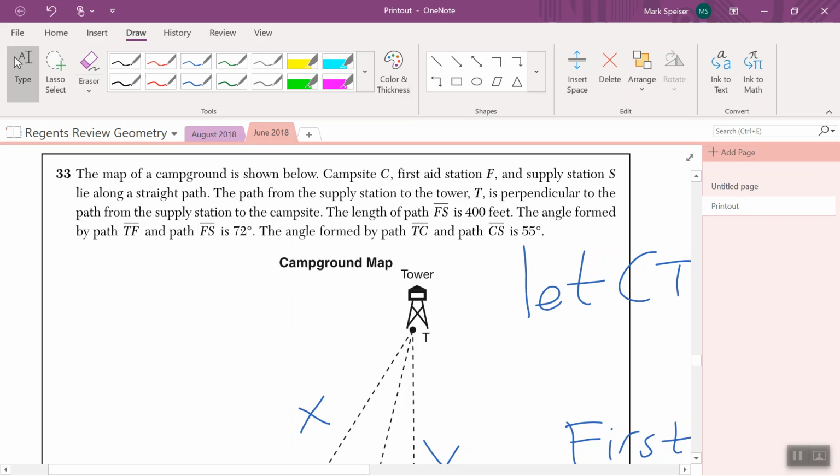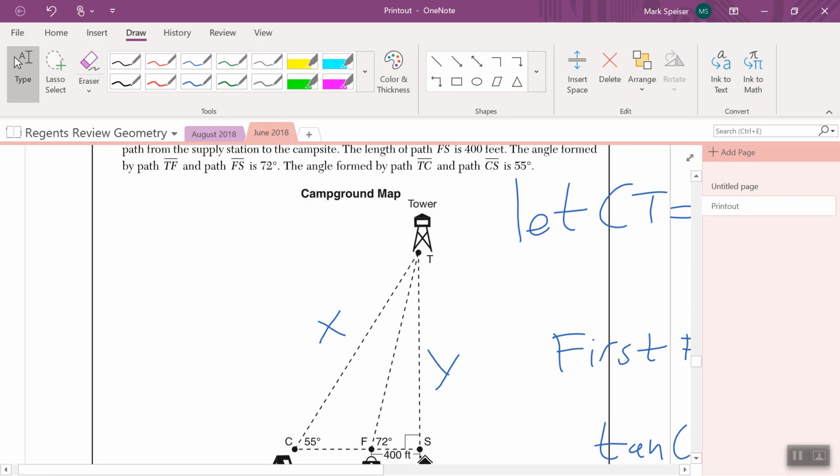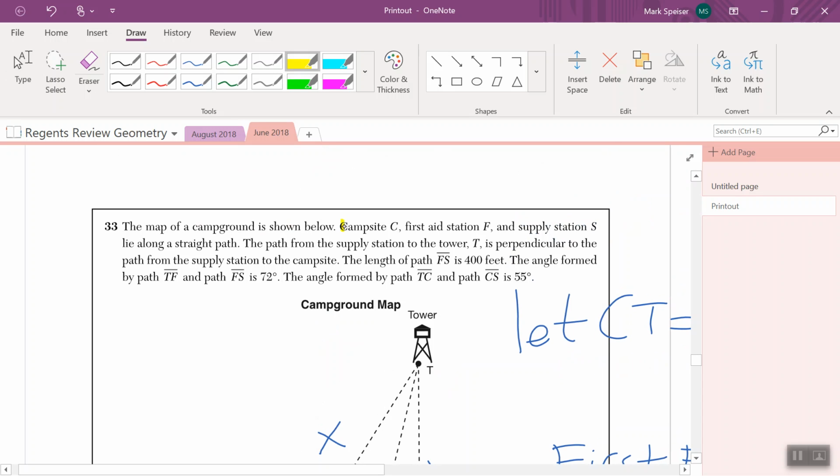The map of a campground is shown below. Campsite C, first aid station F, and supply station S lie along the path. The path from the supply station to tower T is perpendicular to the path from the supply station to the campsite. The length of segment FS is 400 feet. The angle formed by TF and path FS is 72 degrees. The angle formed by TC and path CS is 55 degrees.